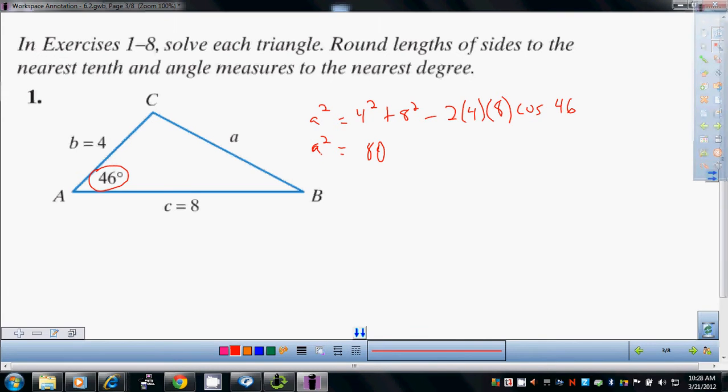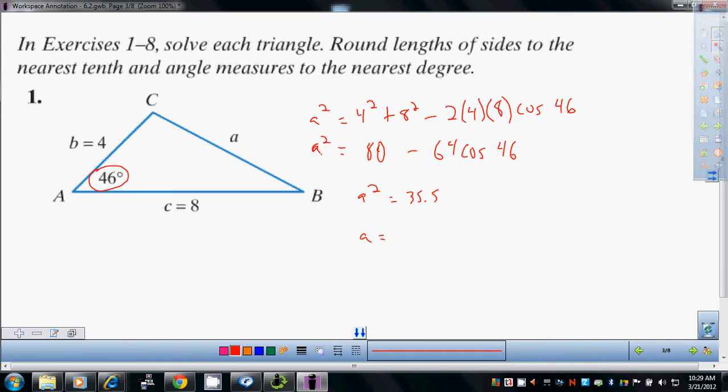Okay. 80 minus 4 times 8 times 2 is 64, cosine 46. Hear ye, hear ye: you may not subtract 80 minus 64 because 64 is bound via multiplicative marriage to cosine 46. You cannot subtract 80 and 64. So somebody actually punch this whole thing right here into your calculator. Awesome. Now just take the square root.